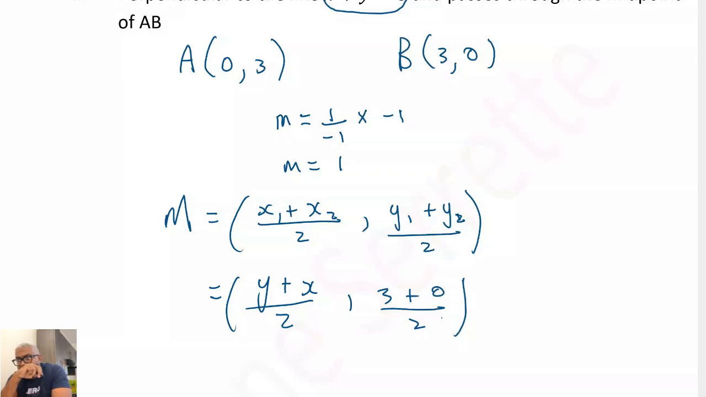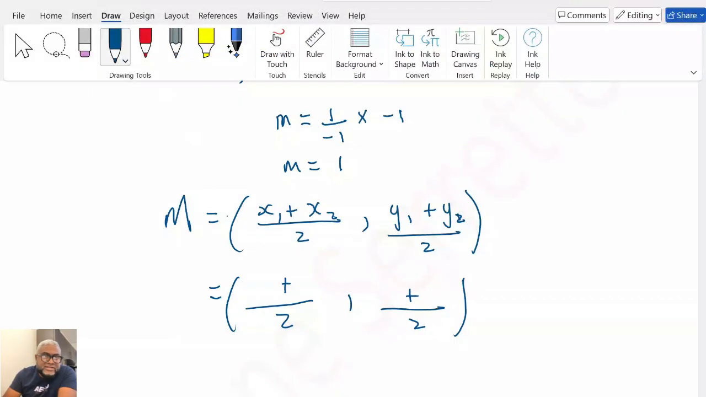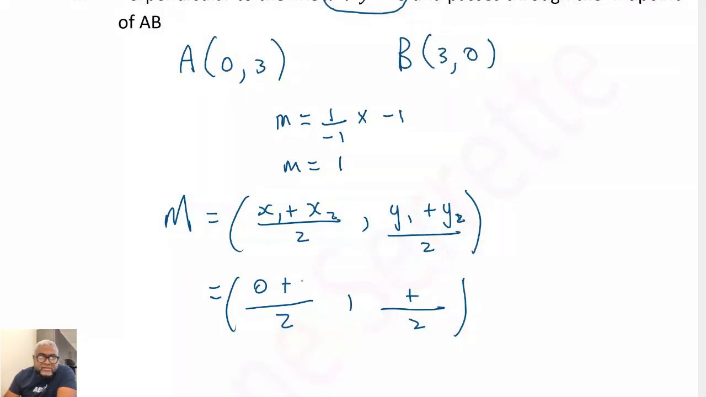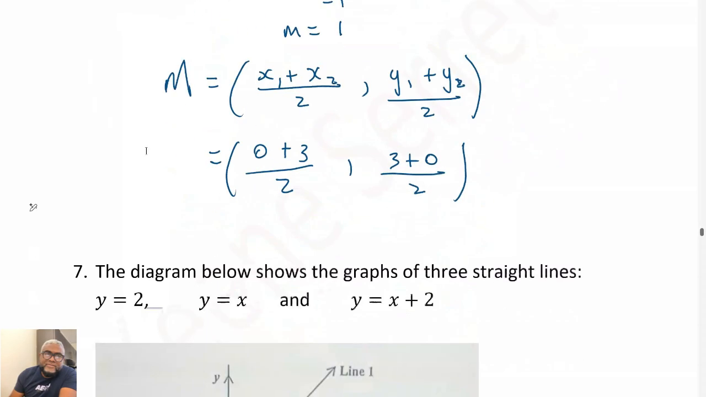Is this correct, bro? No, I don't think so. Who wants to help the brother out here? Anybody help out the brother? Right, x1 is 0, very good. And x2 is 3. I think he had this one correct. Y1 is 0. He had that one correct, but the first one was wrong.